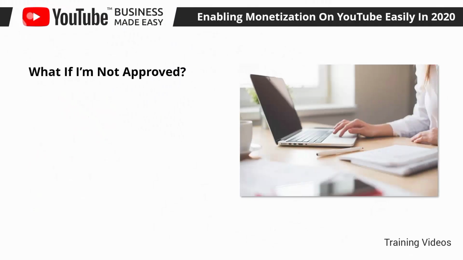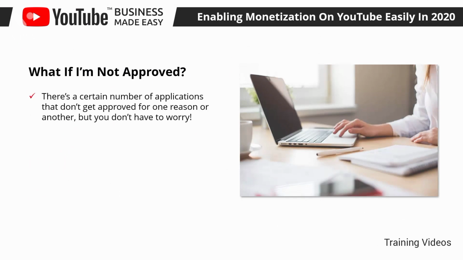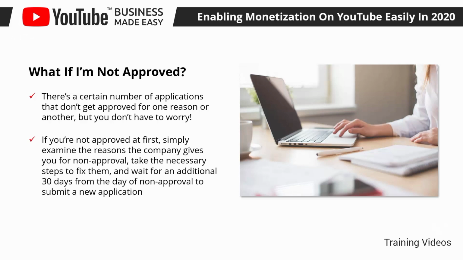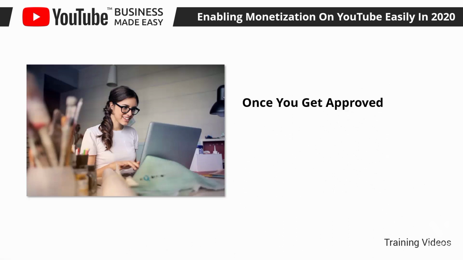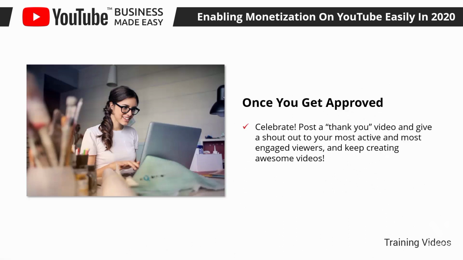What if I'm not approved? There's a certain number of applications that don't get approved for one reason or another, but you don't have to worry. If you're not approved at first, simply examine the reasons the company gives you for non-approval. Take the necessary steps to fix them, and wait for an additional 30 days from the day of non-approval to submit a new application. Once you get approved, celebrate!